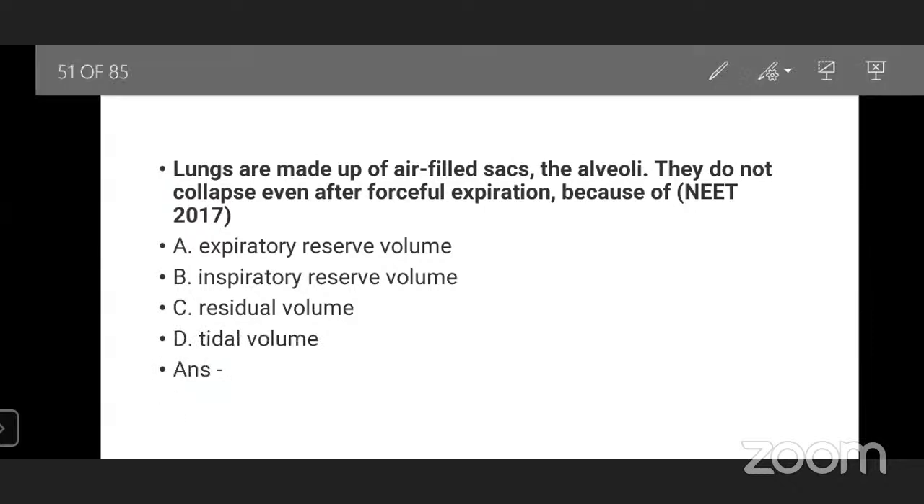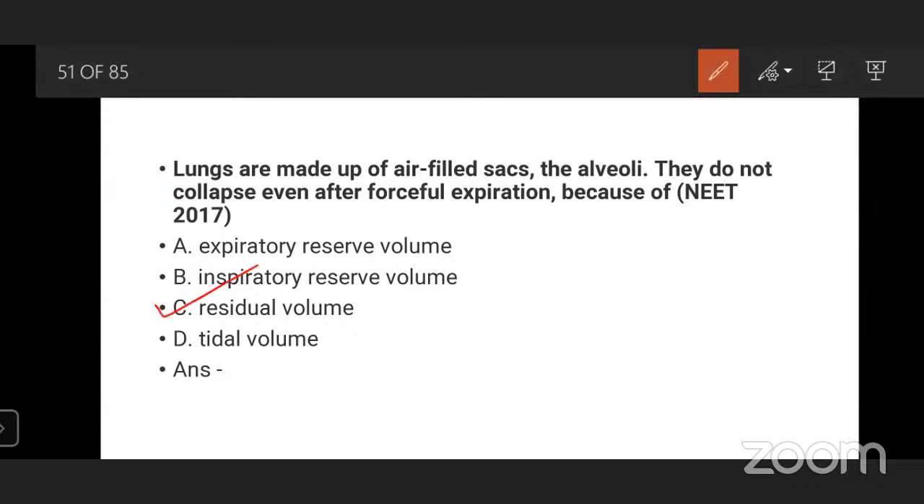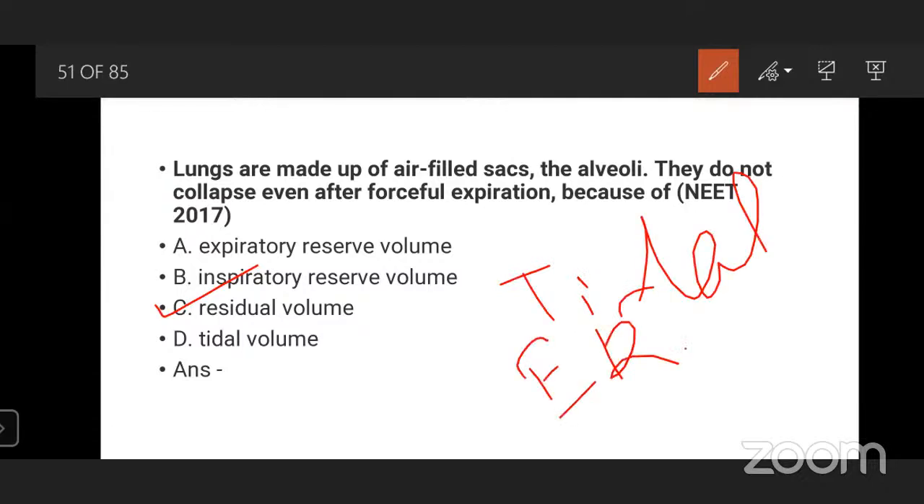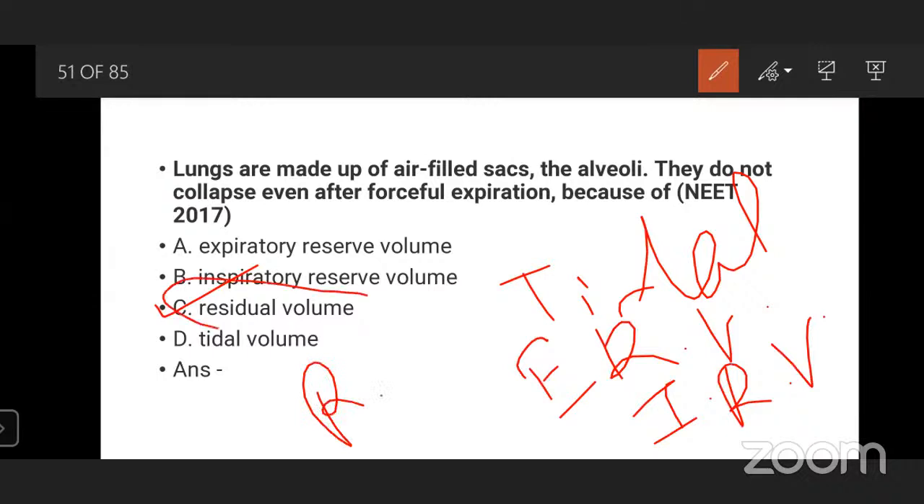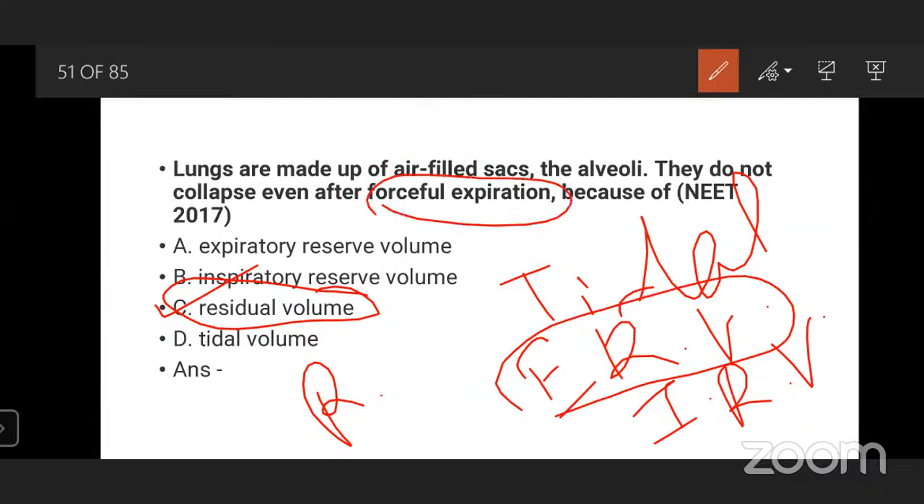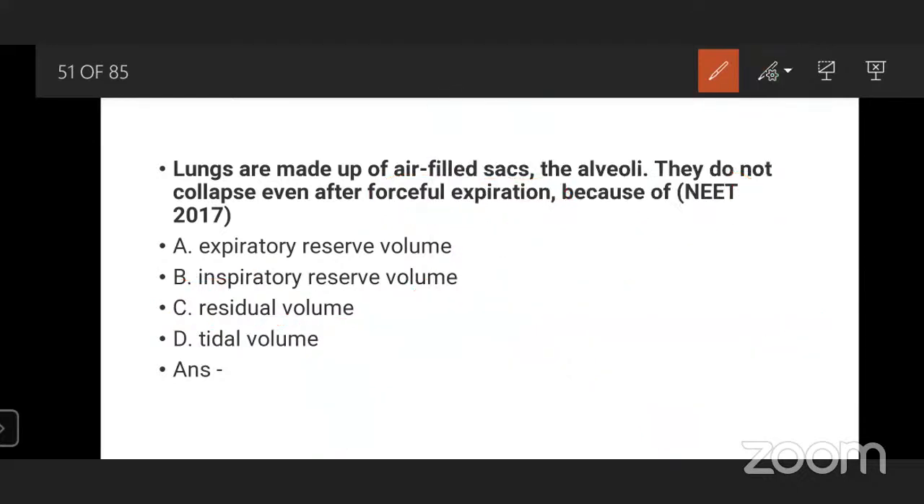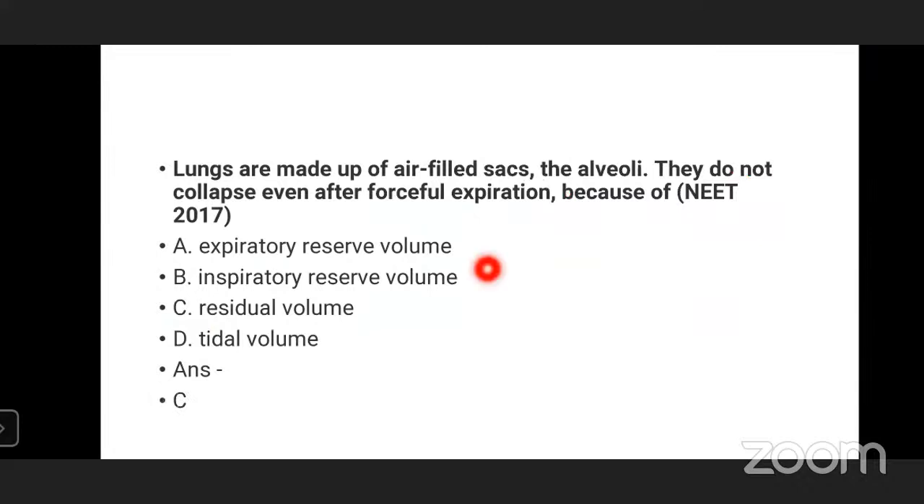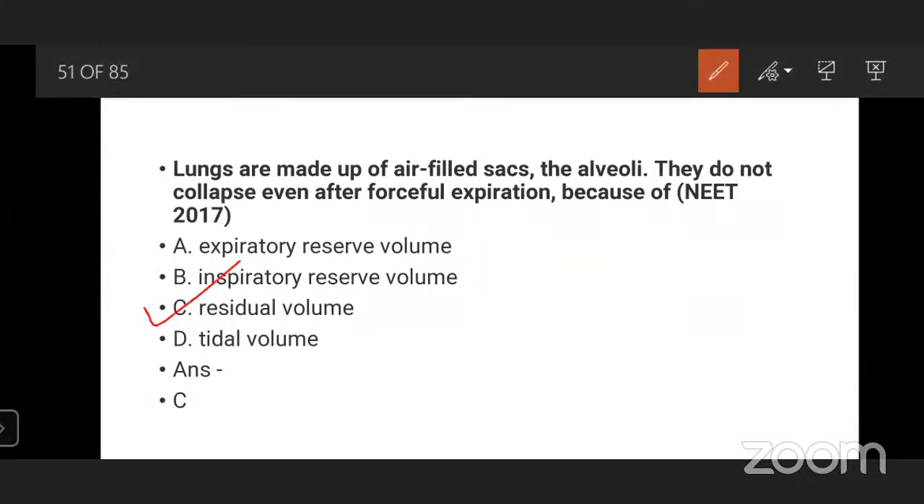So what will be the answer? The answer to this question is the residual volume. We have learnt about different types of volume: tidal volume, expiratory reserve volume, inspiratory reserve volume and the residual volume. What is residual volume? It is the volume of air which remains in the lung even after the forceful expiration. So due to the presence of residual volume, the lungs will not collapse.